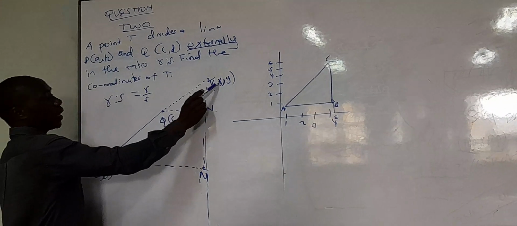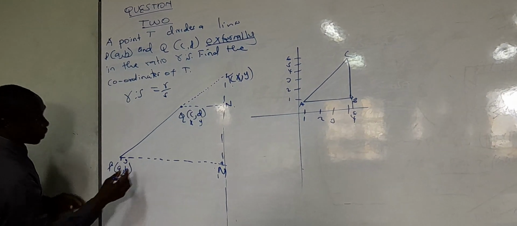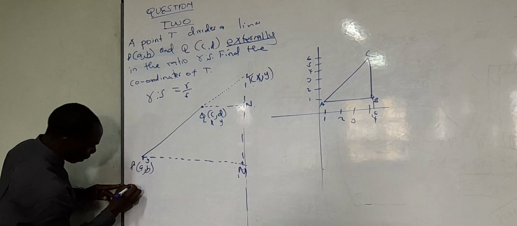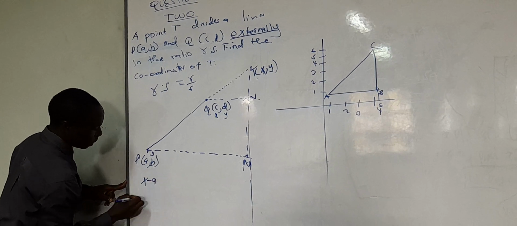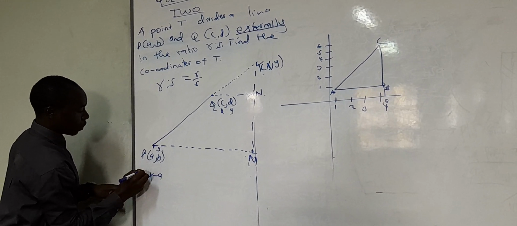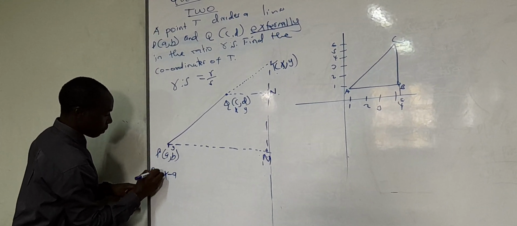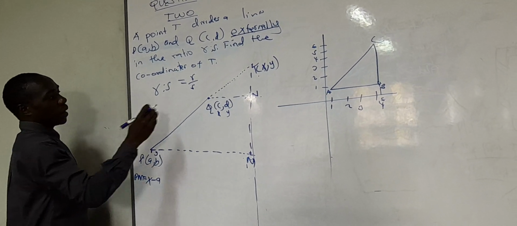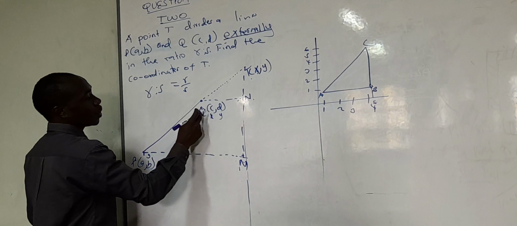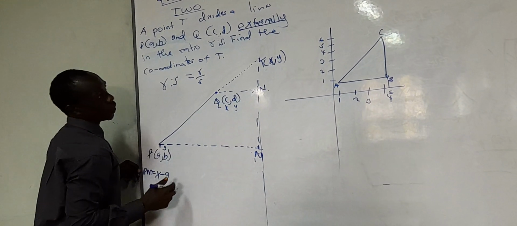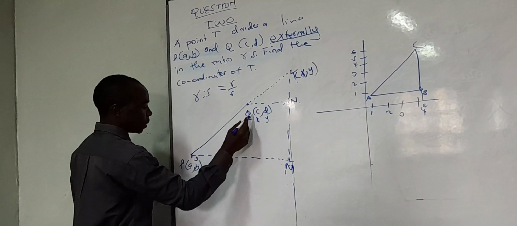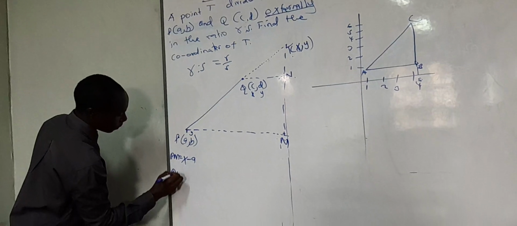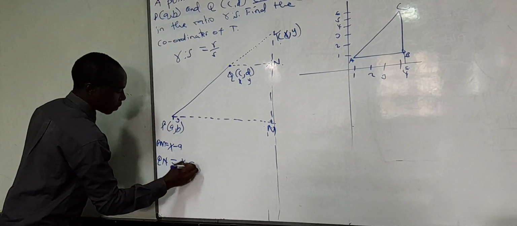The coordinate of X is going to be X. The coordinate of M is X. So we're going to have X minus A to give you what's known as PM, so PM will be equal to X minus A. And then another thing you need to find is QN. How are we going to get QN? We'll take X minus C. So QN will be equal to X minus C.